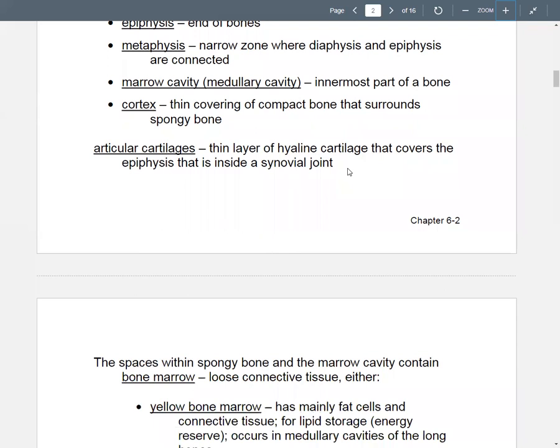So you also have cartilage covering the epiphyses. You typically see these in synovial joints. Okay, so you're not wanting those bones to hit against each other. So you have articular cartilage there on those surfaces.